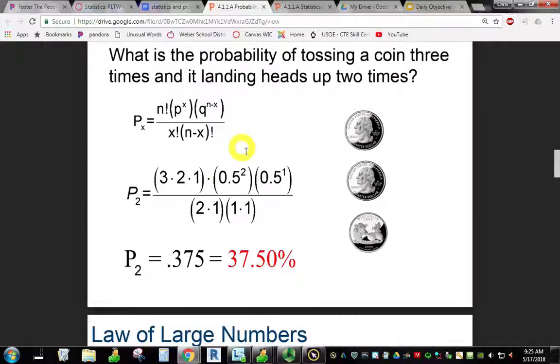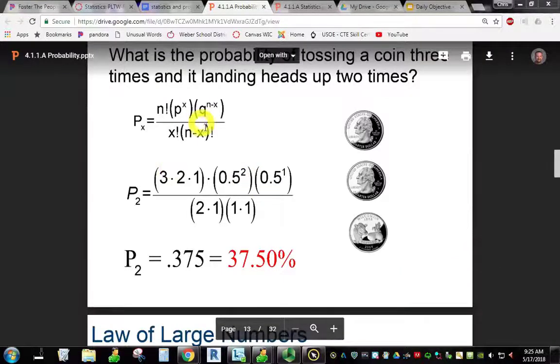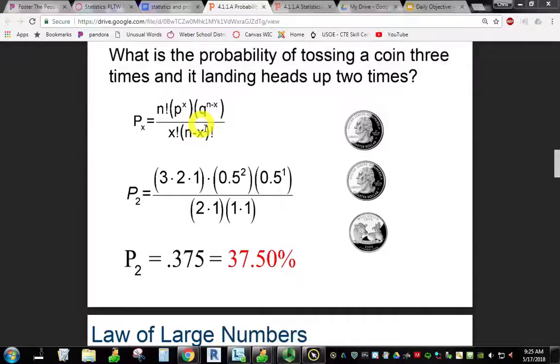P, remember, is the probability of success. What's the probability of getting heads or tails on a coin toss? It's 0.5, raised to the X. X is the number of times the outcome will occur. That's the outcome that we want. If you reread the question: the probability of tossing a coin 3 times, landing heads up twice. And then times 0.5, that is Q, and Q is failure. So failure would be getting tails.